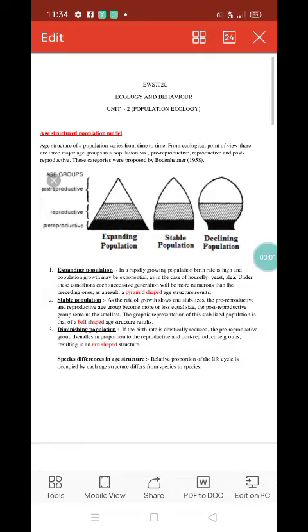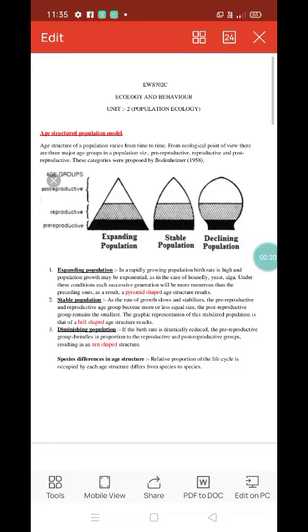Students, I welcome you all to this video presentation on the age structure population model. This is for the PG first semester students, for the paper Ecology and Behavior, and it is in continuation of the population ecology unit.